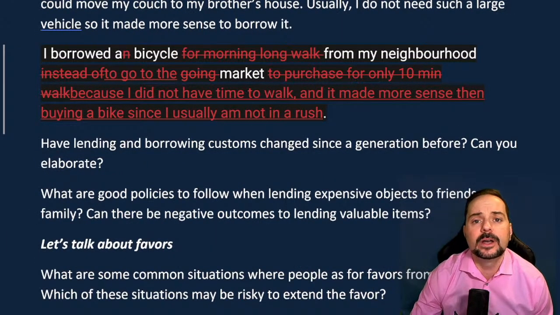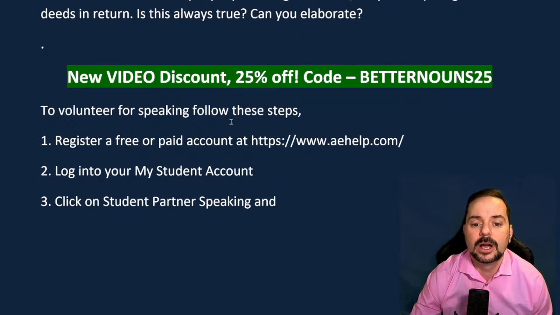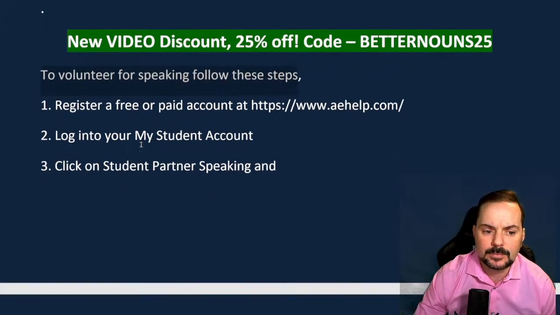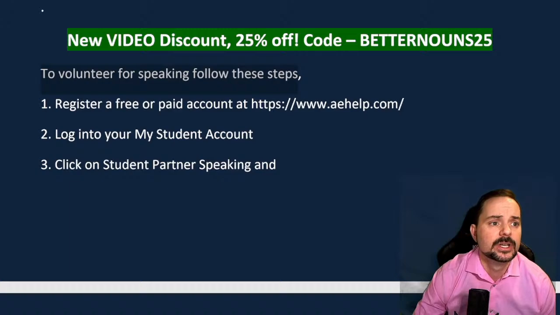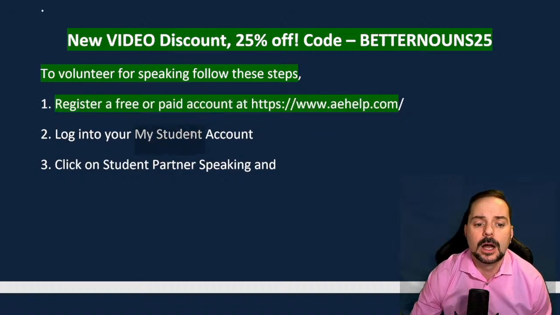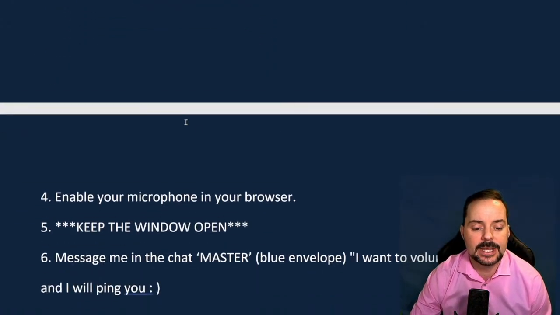Students, we've done some practice on paper, pen. Now let's do it with our voice. So let's take some volunteers for speaking for part 3. Okay, so first of all, register a free or a paid account at aehelp.com. Once you have that account, then go to your My Student account, go to Student Partner Speaking. Okay, I'm going to show you this, so don't panic.